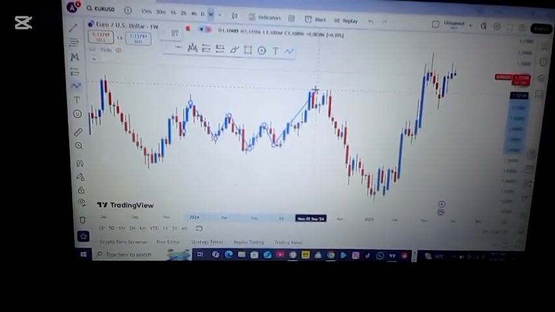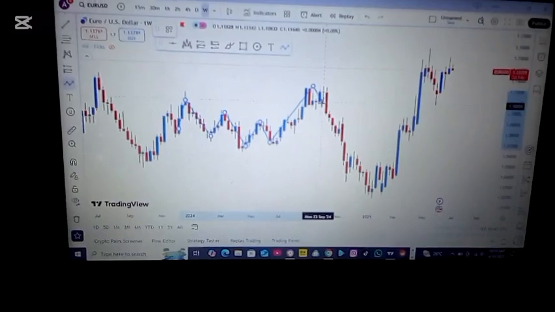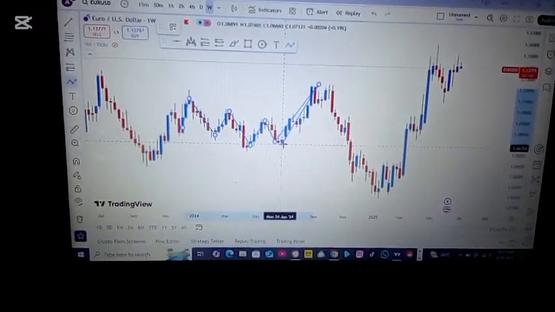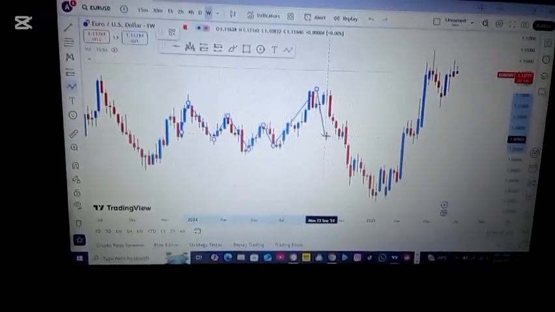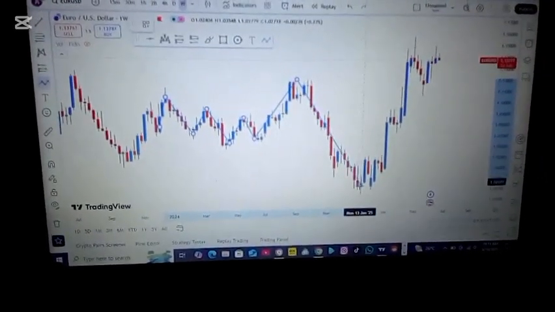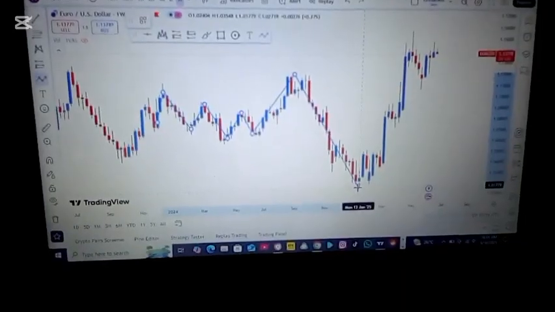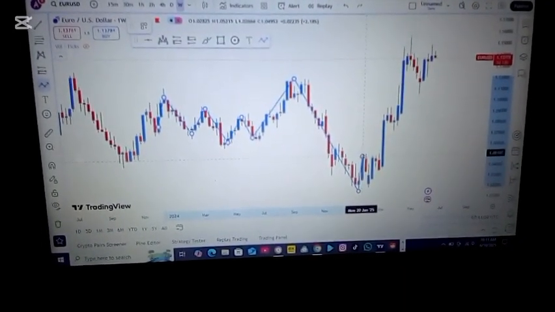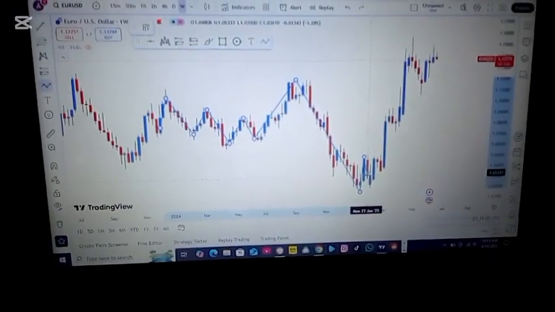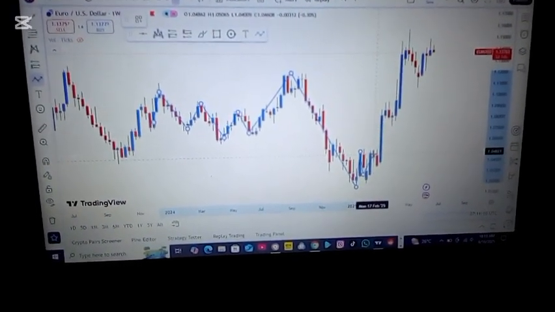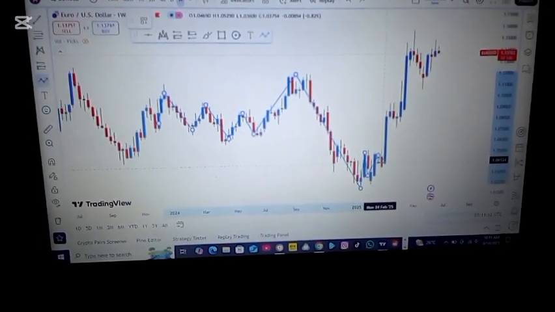So the market is now bullish. Then it dropped again and broke this previous lower low. When it broke this previous lower low, the market shifted bearish right here. The market is now bearish. Lower high, lower low, lower high. So we are still in the bearish trend.